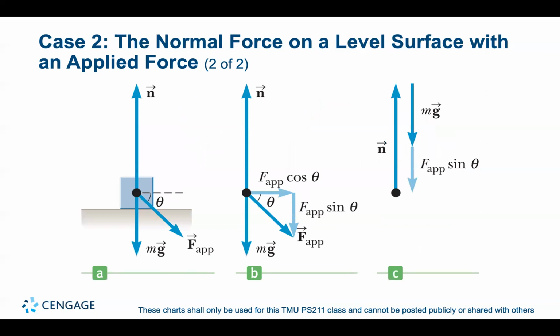If the angle is negative, then the Y component of the applied force makes a positive contribution to the normal force, as illustrated in this diagram. The normal force must be larger, and in this case its magnitude is equal to the sum of the weight and the Y component of the applied force.